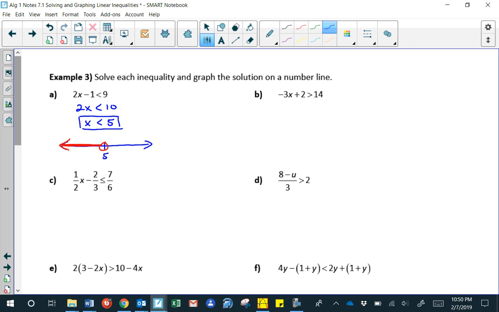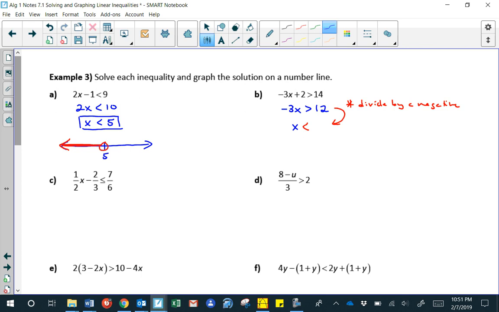In B, -3x plus 2 is greater than 14. We'll subtract 2 from both sides to get -3x is greater than 12. And then next, we'll divide by -3. I'm going to put a note here that we just divided by a negative number, and so that's going to change the sense of the inequality from greater than to less than.